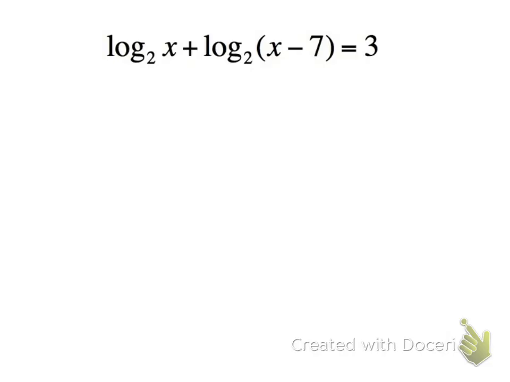Let's take a look at another example. Now in this example, we have two different pieces here, two different log base 2's being added together. So we cannot do the log loop yet, but we can use the fact that they're being added to rewrite this with our product rule. So the first thing we're going to do is rewrite this as the log base 2 of x times x minus 7. And again, that's just rewriting it with our product rule.